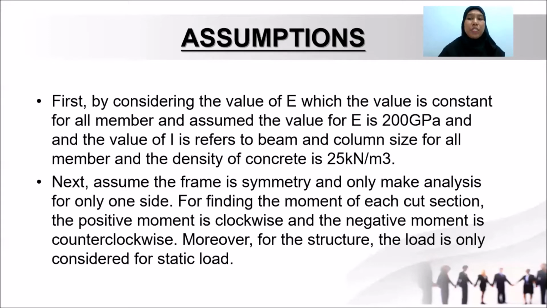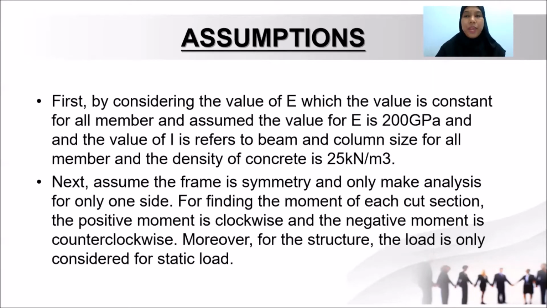Assumption. Assumptions are important to make our structure analysis simpler. So in this assumption, we assume on material and distributed load. First, the value of E, which is the modulus of elasticity, is a constant for all members and we assume E equal to 200 GPa. And the value of I is referred to beam and column size for all members, and the density of concrete is 25 kN per cubic meter. For I, which is the moment of inertia, we use the formula BH cubed over 12.